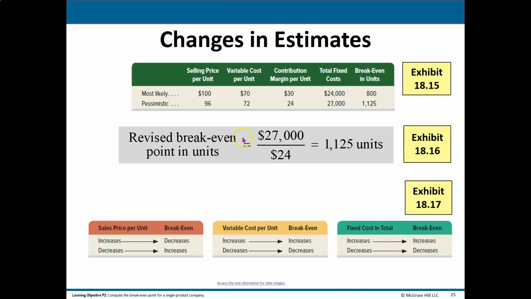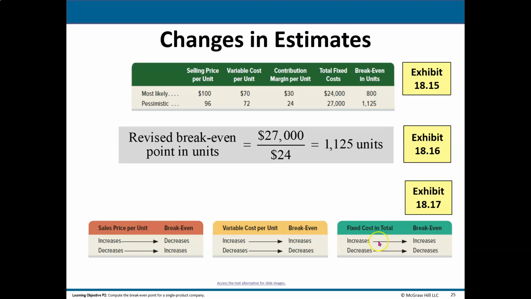So again, changes in estimates. How do these three columns here, these three costs, affect break-even units? The sales price per unit will affect break-even point and break-even sales. The variable cost per unit will affect the break-even point, and my fixed costs in total will affect my break-even point.